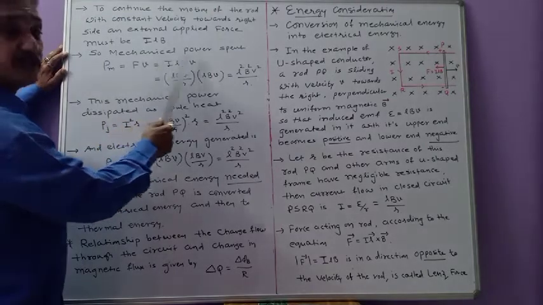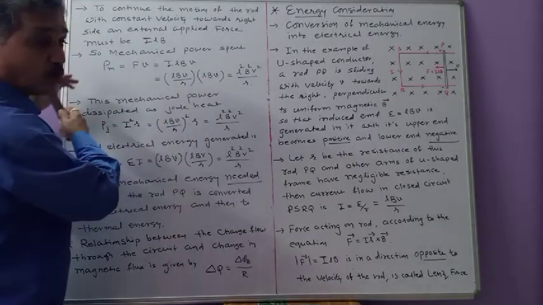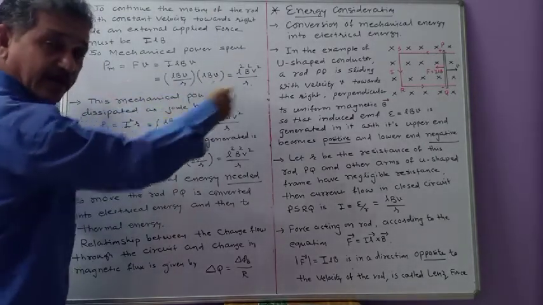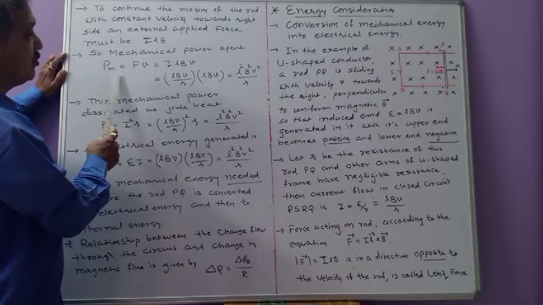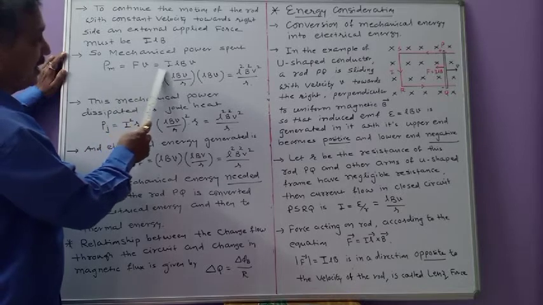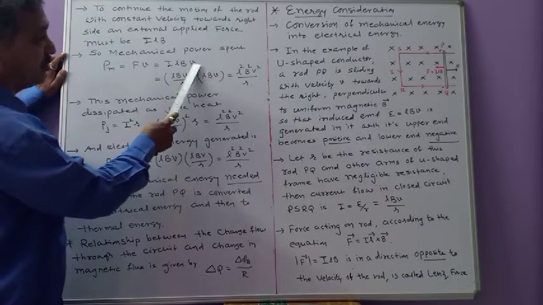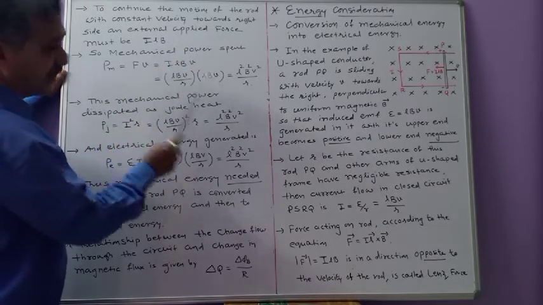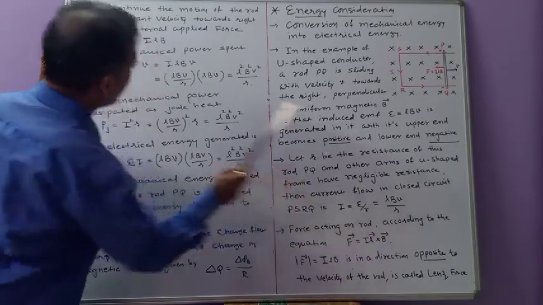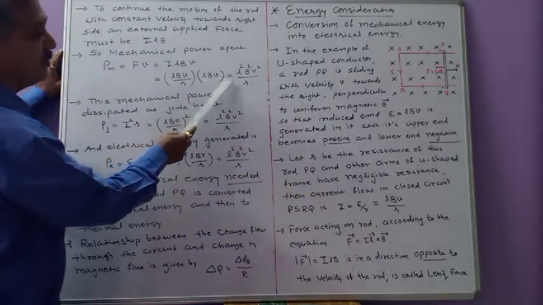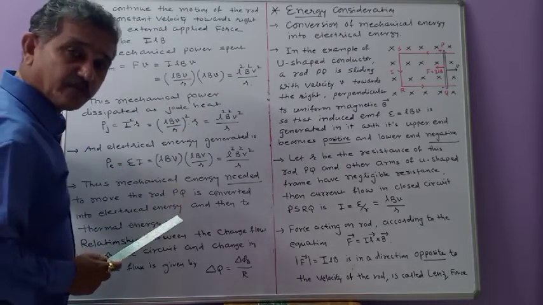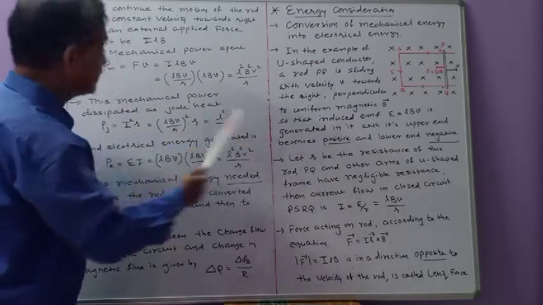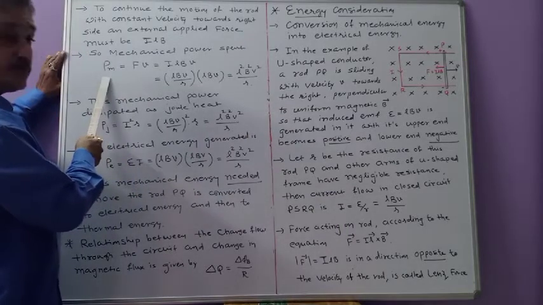And that's why one can see the mechanical power, because you have to pull the rod to this side, so you spend mechanical power. So the mechanical power spent by you is force into velocity. The external force is equivalent to ILB, the velocity is v, you put the value of I, and I equals LBv upon r, so LBv upon r into LBv becomes equal to L square B square v square upon r. So the mechanical power spent by you while pulling the rod towards the right side is Pm equal to L square B square v square upon r.